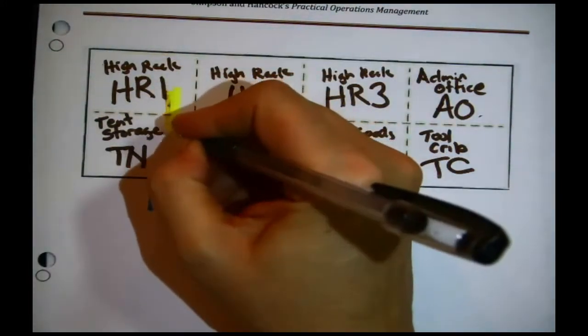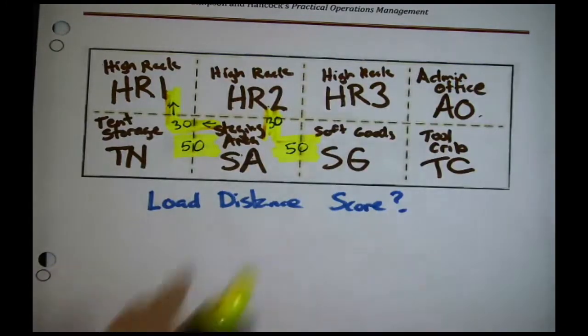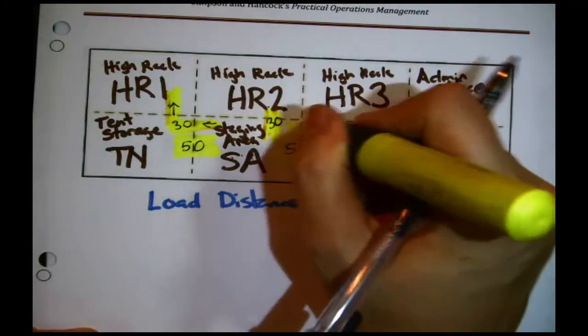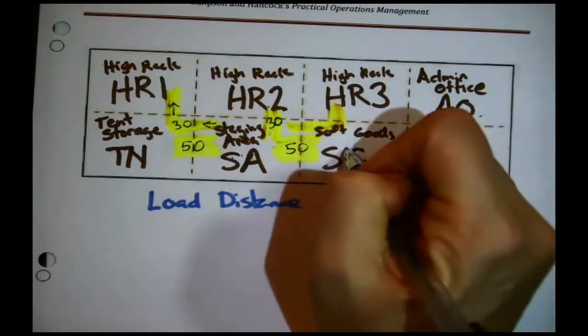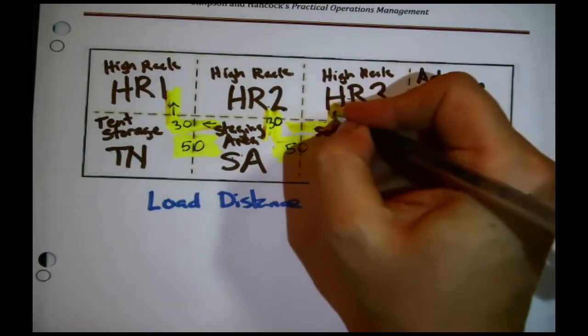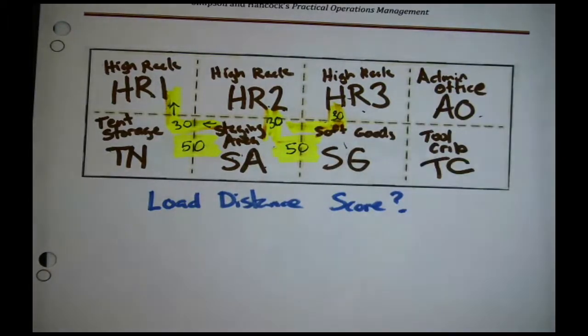Although I can still note 30 from there to there, right? And the same thing here. There's another elbow-shaped route, if you will, that is 1 over, 1 up to connect the staging area with high rack 3. Oh, all right. There, we've got those on there.